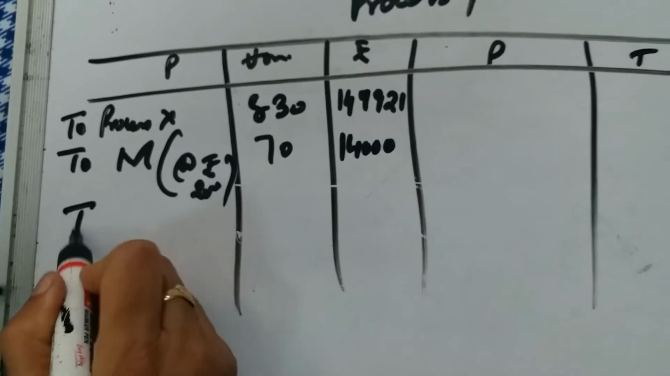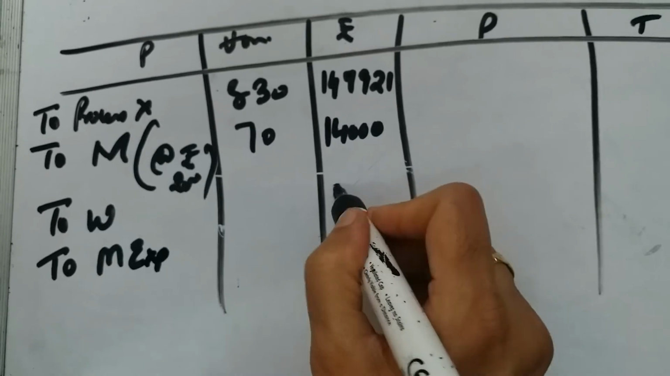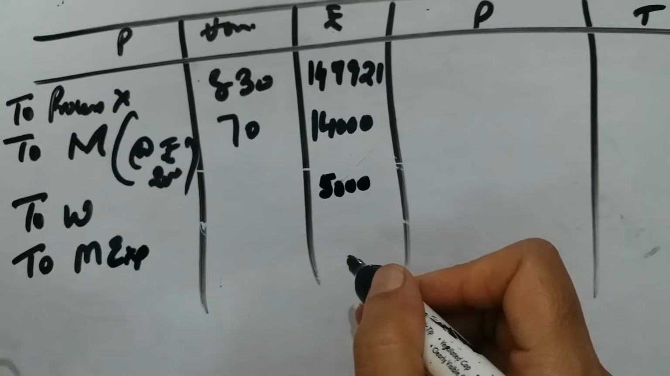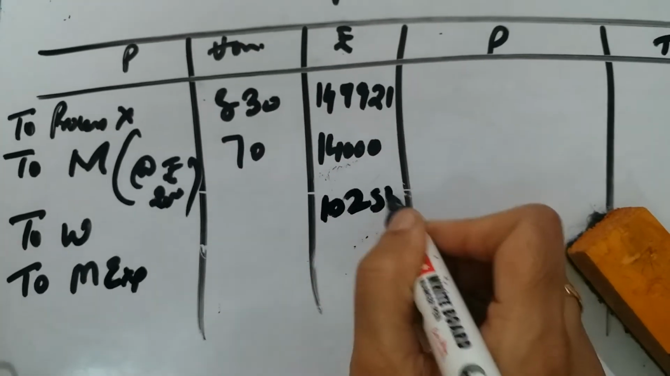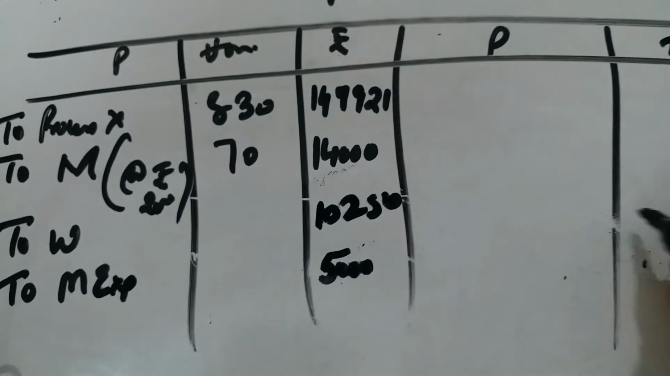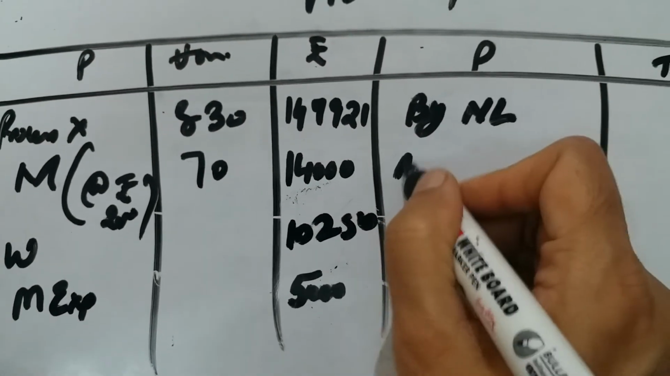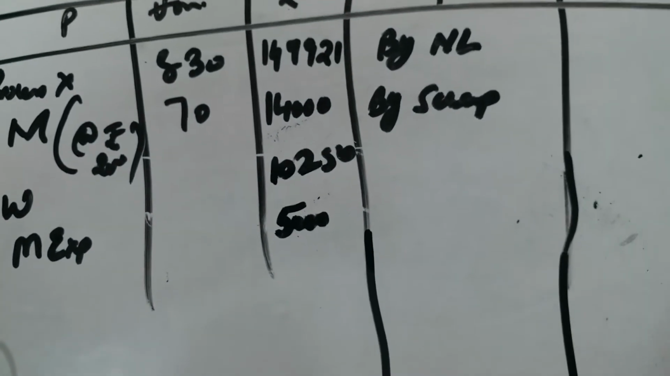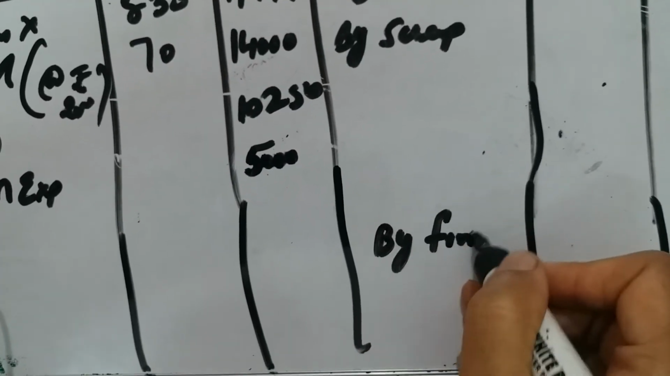Apart from this, the expenses were wages and manufacturing expenses. So wages we'll be writing over here, and the wages in the question are given 5,000. No, wages are given 10,250 and manufacturing expenses are 5,000. Okay. So as we did in the previous one, here also there is one normal loss and then there is one scrap. And of course, whatever is the output of this process, that is going to go to the finished stock account.